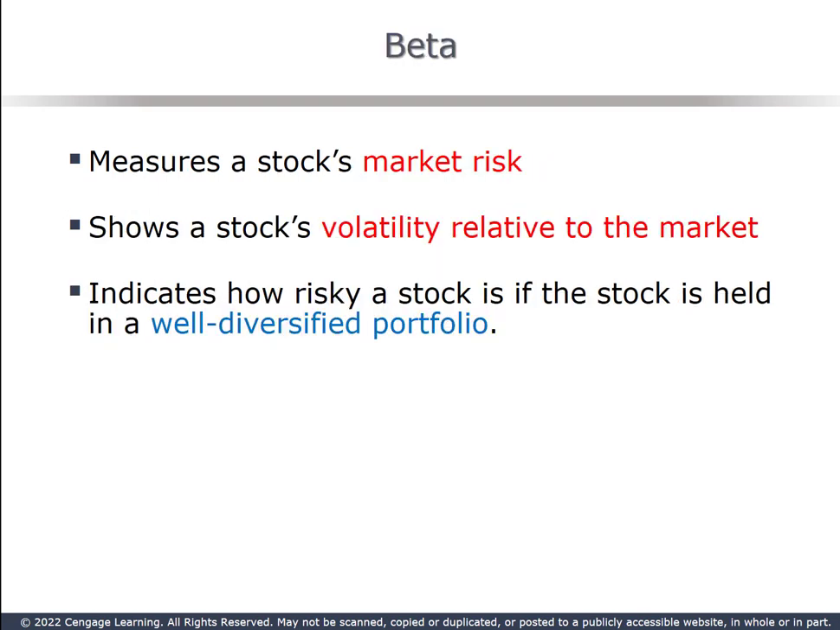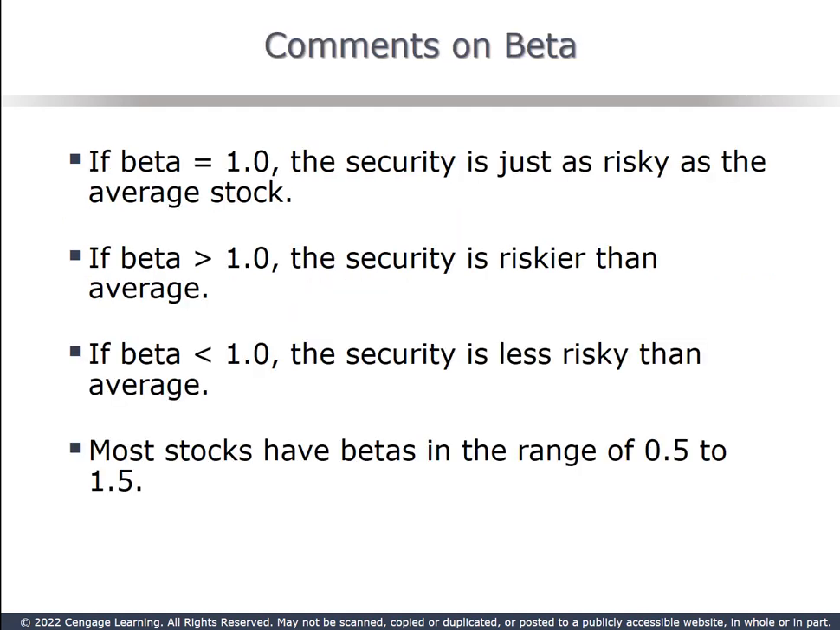Beta measures the volatility of a stock's return versus the volatility of the market. It indicates the contribution of an asset to a well-diversified portfolio. By definition, the beta of the market is 1. A beta greater than 1 implies a stock is riskier than the market. Less than 1, less risky. Most betas tend to be between 0.5 and 1.5.